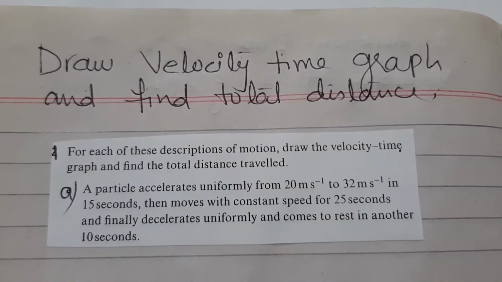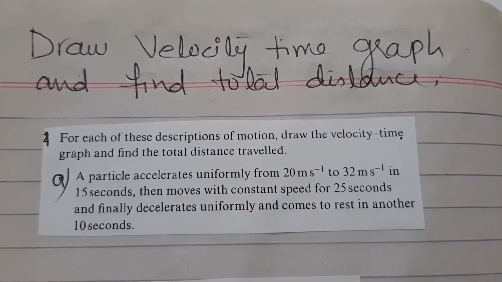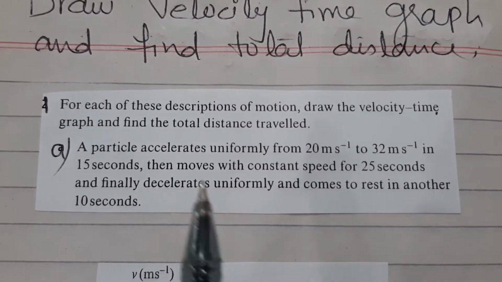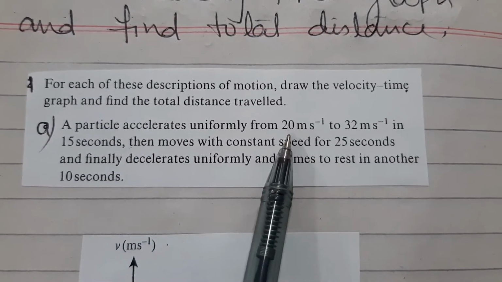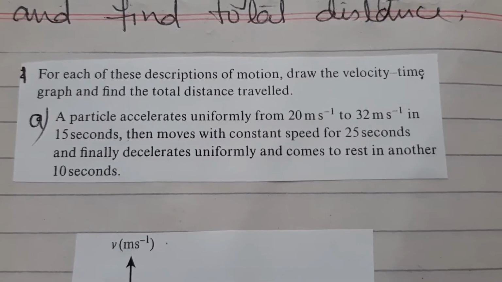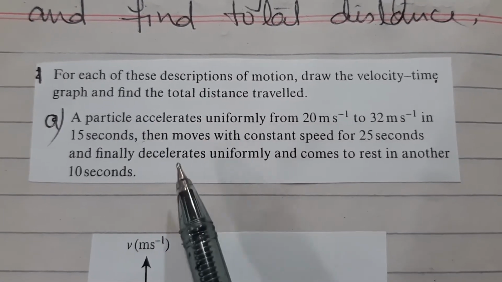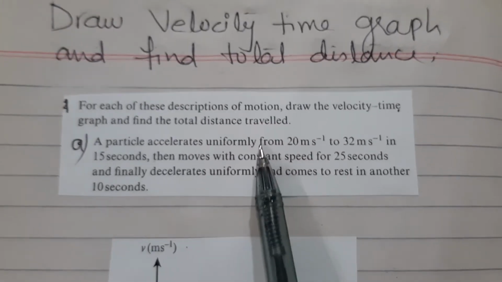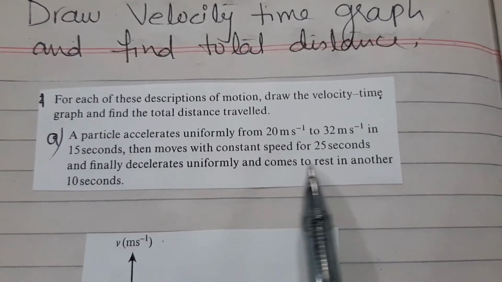Okay, so now let's look at the other example. There are many questions in which a description is given to you and you have to draw the velocity time graph and find the total distance. So I have taken here two examples. For example, a particle accelerates uniformly from 20 meter per second to 32 meter per second in 15 seconds. Then it moves with constant speed for 25 seconds and finally decelerates and comes to rest in another 10 seconds. The requirement of the question is that you have to draw the velocity time graph using this description.